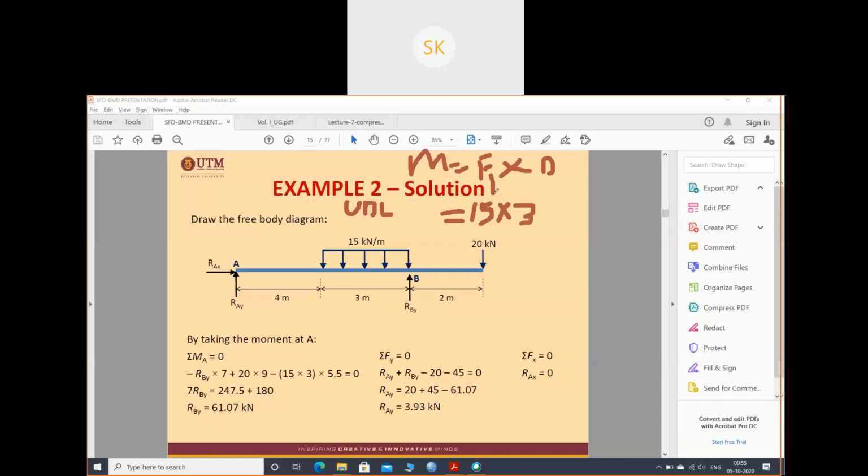This is the force. You have found out the force: 15 into 3. Why 3? Because it is saying 15 kilonewton per meter and you have been given 3 meters. So 15 into 3 will be your force, and your distance will always be the half. Whatever the distance given, you have to take the half. That means 1.5. Understood? You have to take the half of this distance to find the moment.